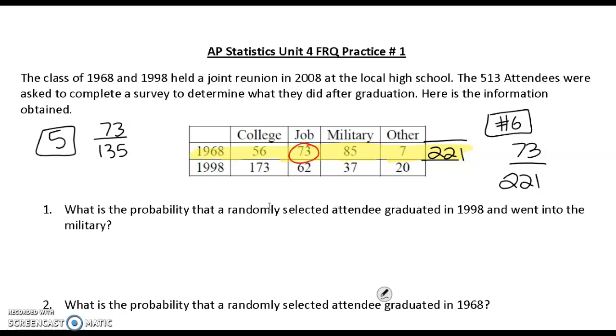So that's just a brief overview of how we use a two-way table to find probabilities and the ways we use notation here. Just as a refresher, 1 was a joint probability, 2 was a total probability, 3 was a complement, 4 was the union, and 5 and 6 were both conditionals. So that's a brief overview of some probability rules.